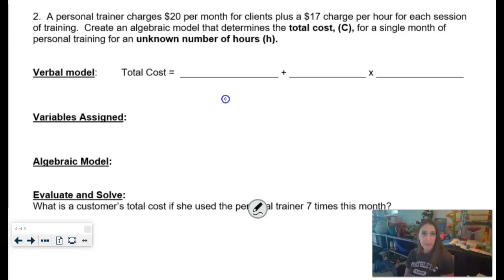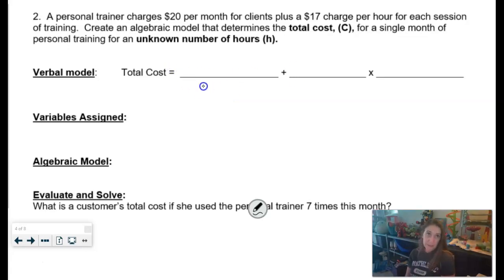So create an algebraic model that determines the total cost C, which they want you to use C for, for a single month of personal training with an unknown number of hours. So just how much would a customer's bill be per month based on those two factors?